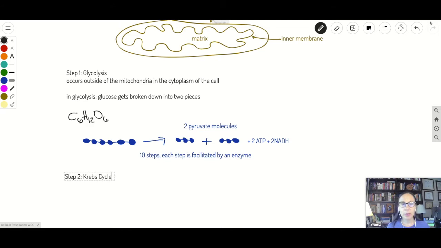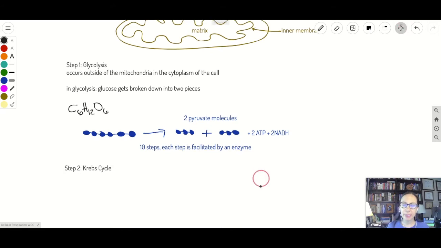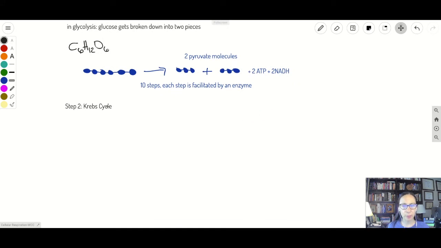Okay, and the Krebs cycle has a different name sometimes, depending on what book you're using. Sometimes it's called the citric acid cycle. And that's because it makes citric acid in these reactions. But Krebs is based on the scientist who figured it out. And so he named it after himself. And so sometimes we call it the Krebs cycle also.